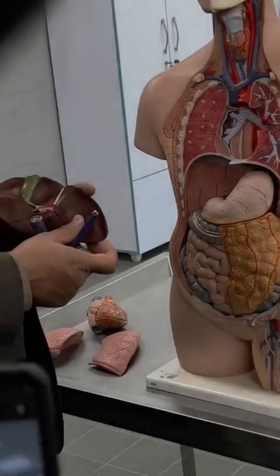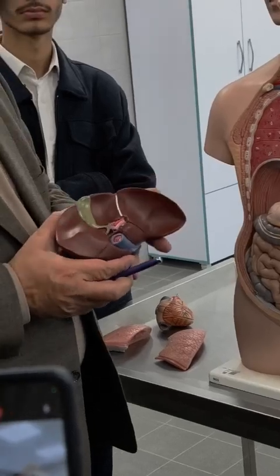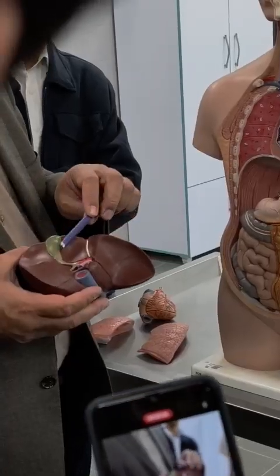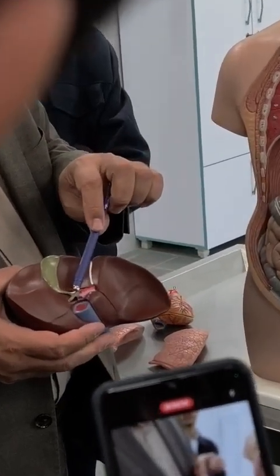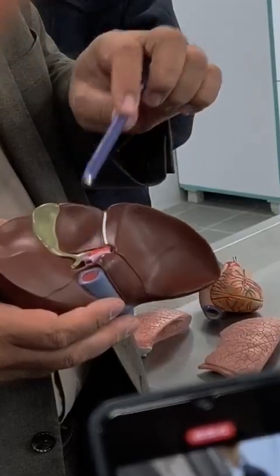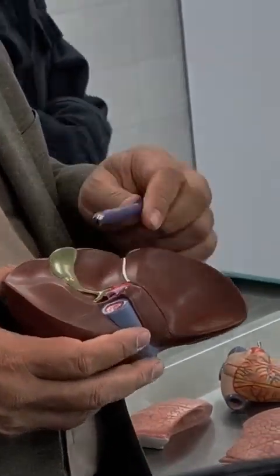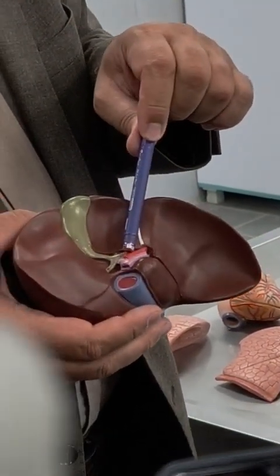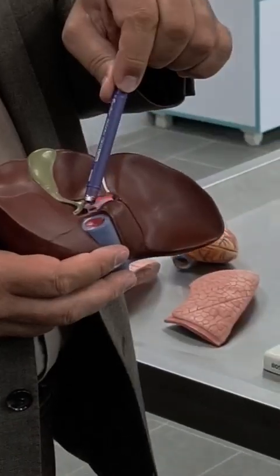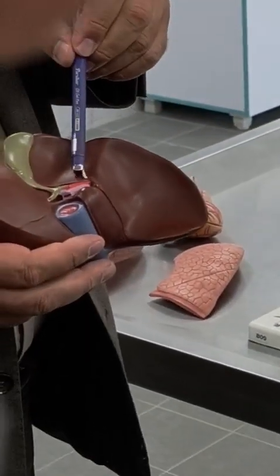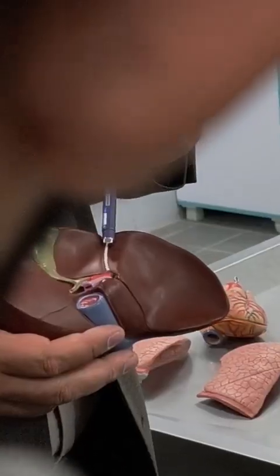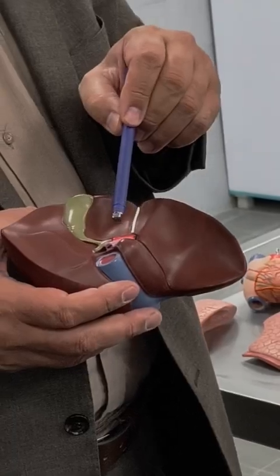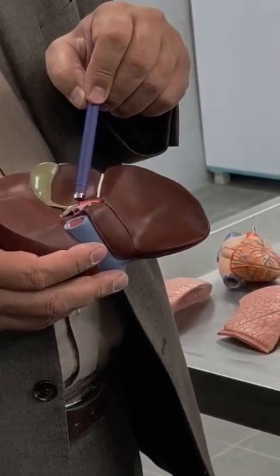You see here the inferior surface, or visceral surface, of the liver. This is the gallbladder: fundus, body, and neck of the gallbladder, and cystic duct. Here is the common hepatic duct; the joining of the right and left hepatic ducts makes the common hepatic duct, and this is the common bile duct. Here is the hepatic artery. This is the ligamentum teres hepatis, the inferior border of the falciform ligament, between the gallbladder and ligamentum teres hepatis, anterior to the porta hepatis.